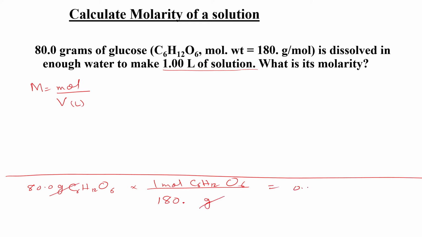So the answer is 0.444. There are many fours in my calculator, but you can see that we have 3 sig figs here, 3 sig figs here. So your answer with 3 sig figs will be 0.444 moles of glucose. Now we can plug these numbers into the formula. Moles are 0.444. Volume is 1 liter. So molarity is going to be 0.444 M. We have 3 sig figs at the top and 3 sig figs at the bottom, so your answer will have 3 sig figs as well.